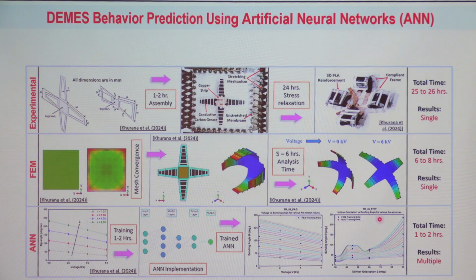So is it a single result? No. You can vary the input as much as you want, and you will get the output in a single second. You're getting my point? So you can see the output is multiple. In the earlier case, a lot of effort, a lot of computational time, and the output is single. Here, once after training, you can play with any number of input and output parameters. So that's why these techniques are very, very important.